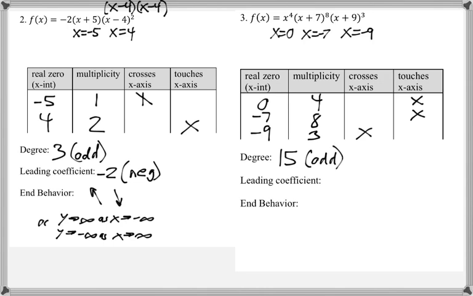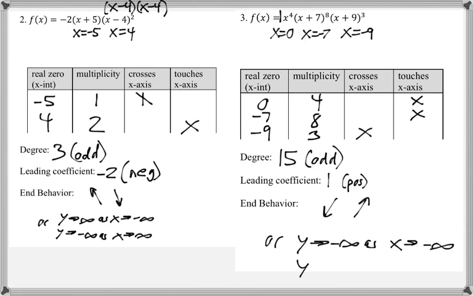That is odd. The leading coefficient, there's actually a 1 here, an implied 1. So that is going to be our leading coefficient, which is positive. So my end behavior is going to be it goes down as you go to the left and goes up as you go to the right. Or if you wanted to write it, it would be y goes to -infinity as x goes to -infinity, and y goes to infinity as x goes to infinity.